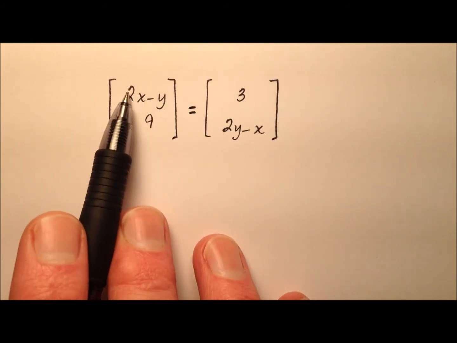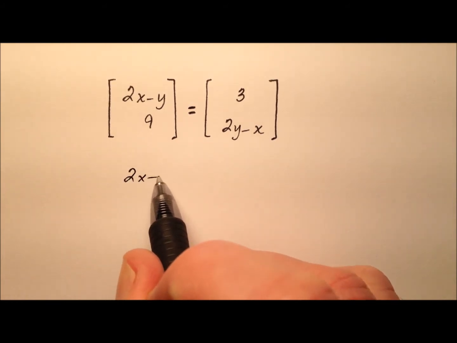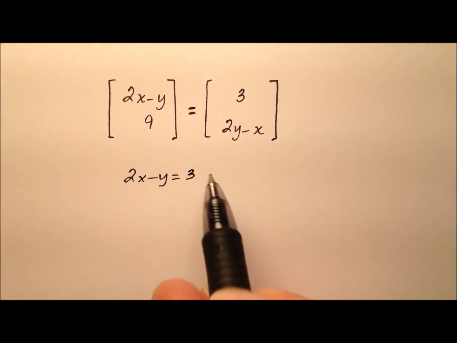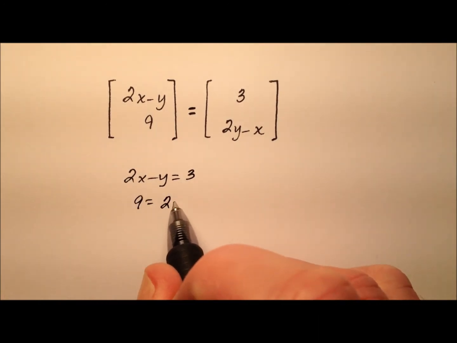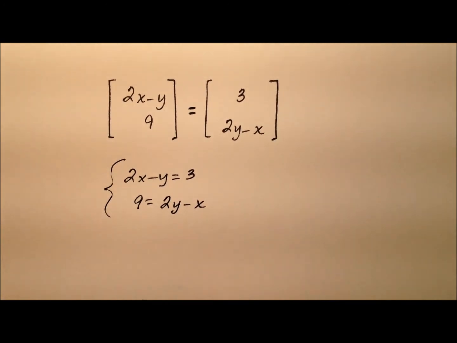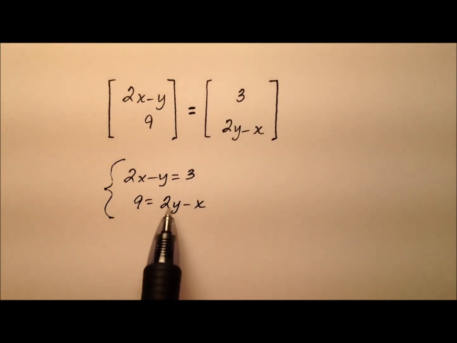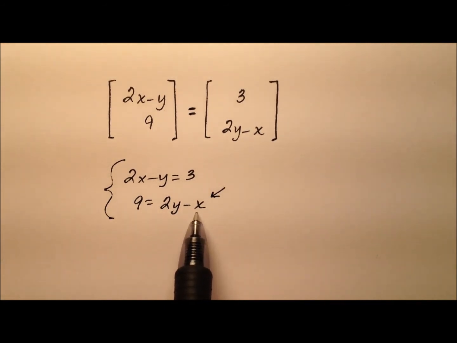true. So in the first row, we can see that 2x minus y equals 3. And in the second row, we see that 9 equals 2y minus x. So we have a nice system here that we can solve. And it looks like maybe substitution might be a good way to go. Let's go ahead and solve for this x here in the second equation.